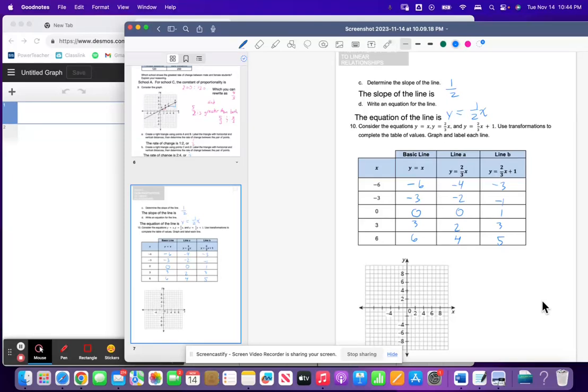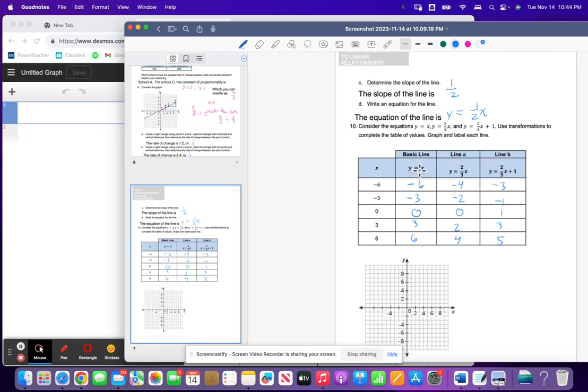What's up, guys? This is the last question of the pretest. So basically, you have the question: consider the equations y equals x, y equals 2/3 x, and y equals 2/3 x plus 1. Use transformations to complete the table of values. Graph and label each line.